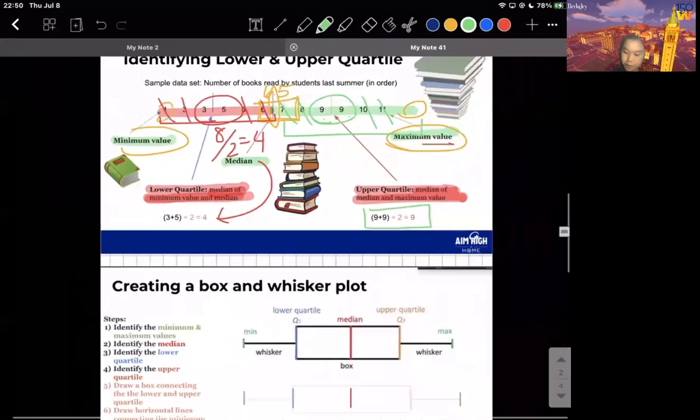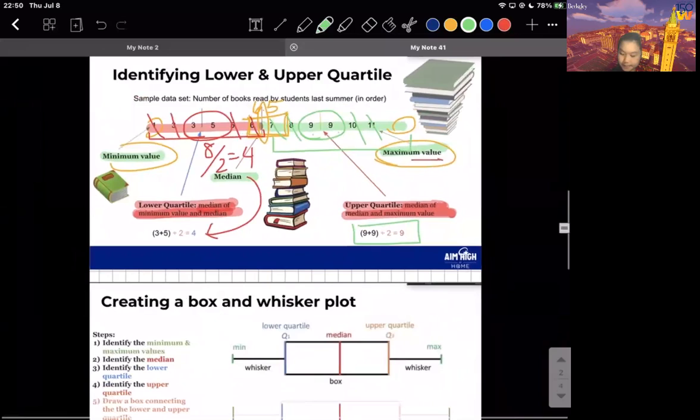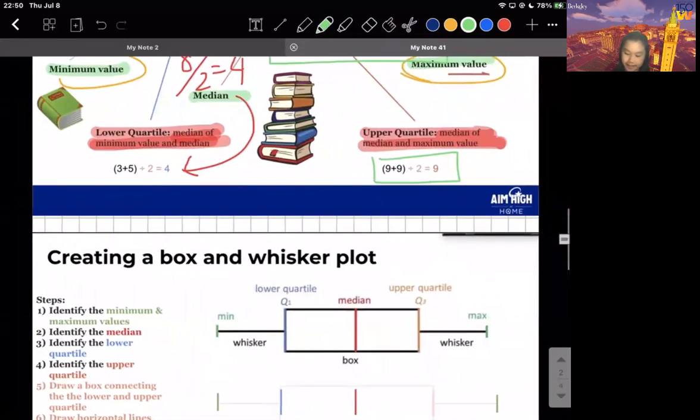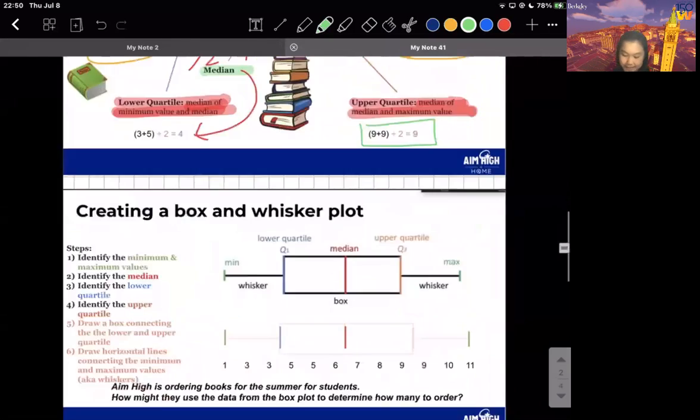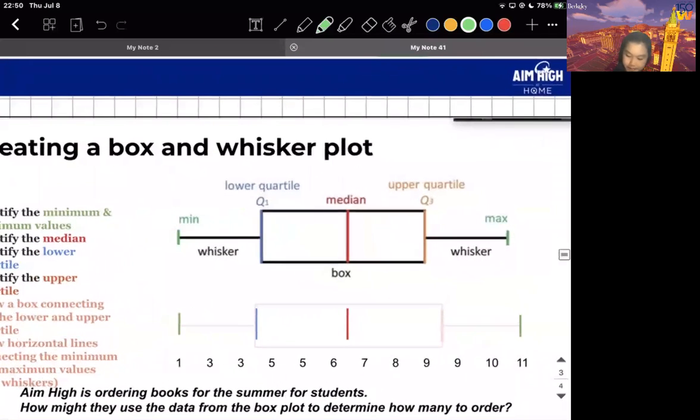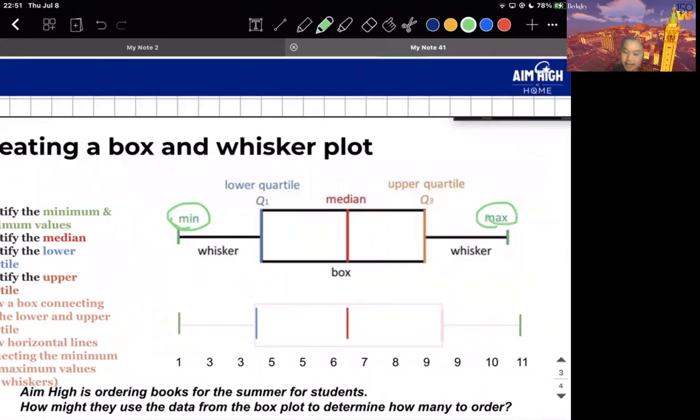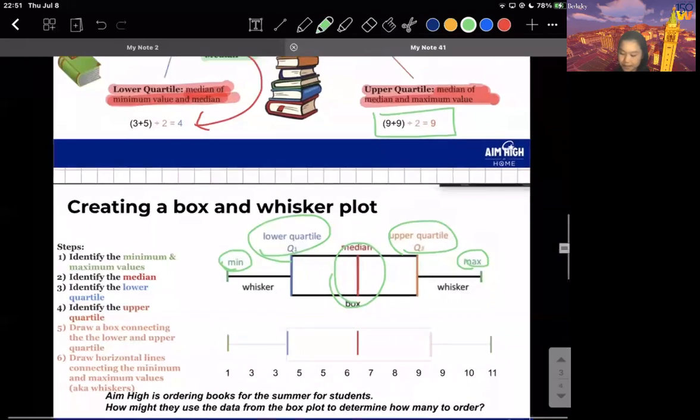And so when you make this plot, once you identify these values, the minimum, median, and maximum, it would be really easy to create your box and whisker plot, right? So your minimum, the lowest number, would be here, highest number would be here. Median would be here, lower quartile would be here, and upper quartile will be there.